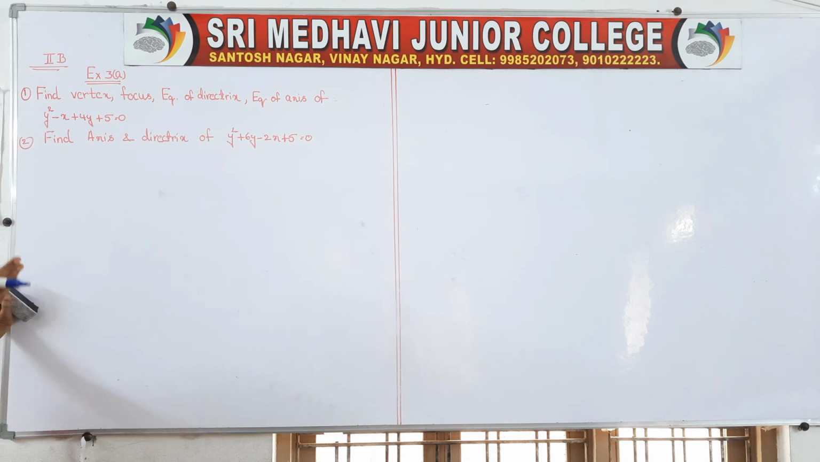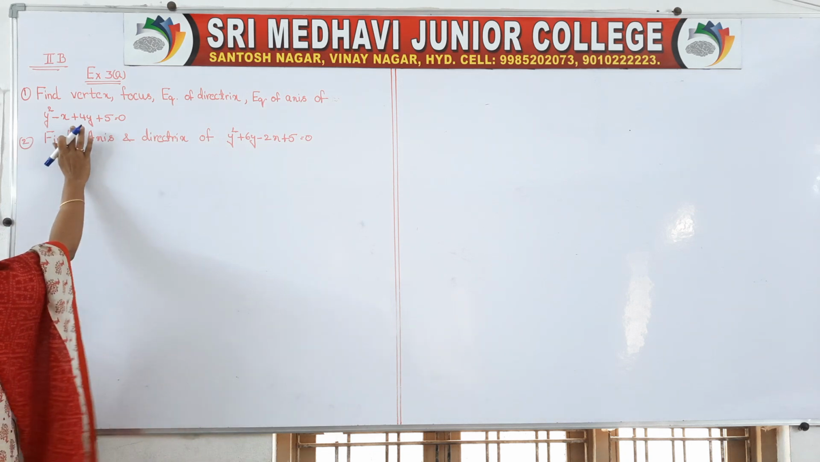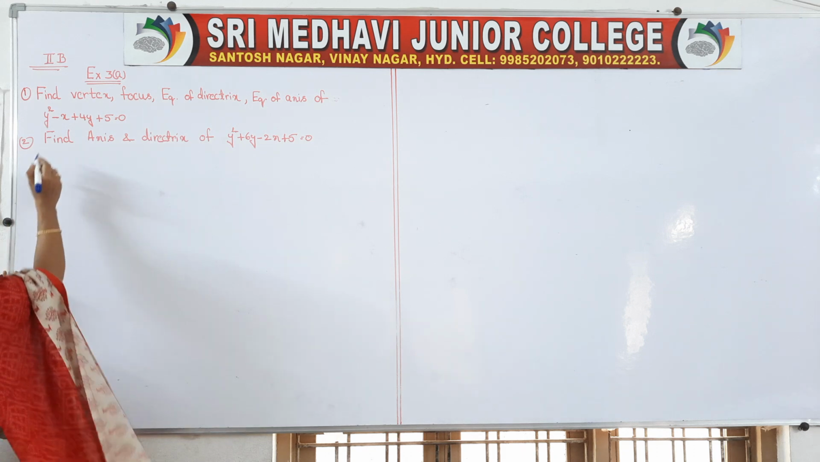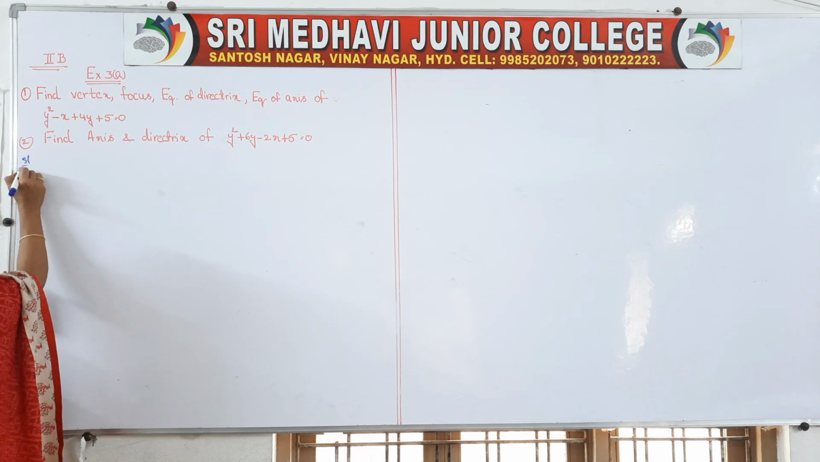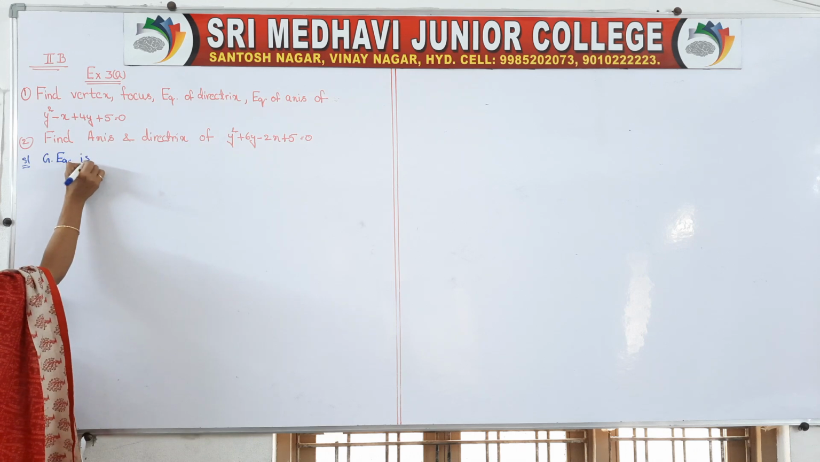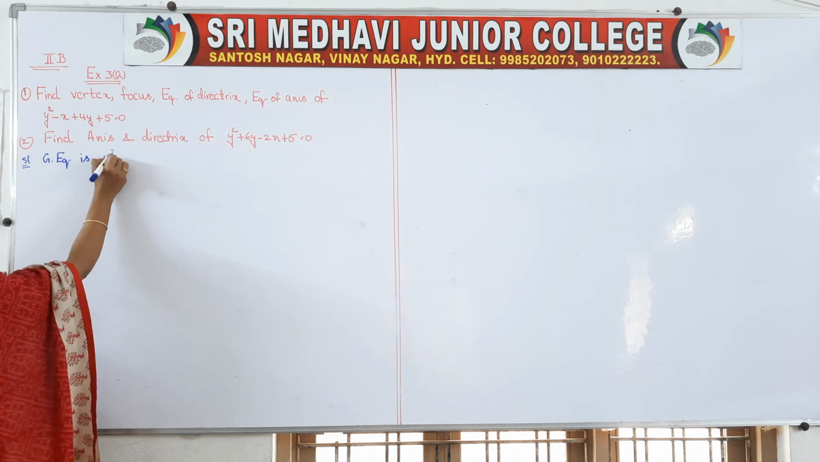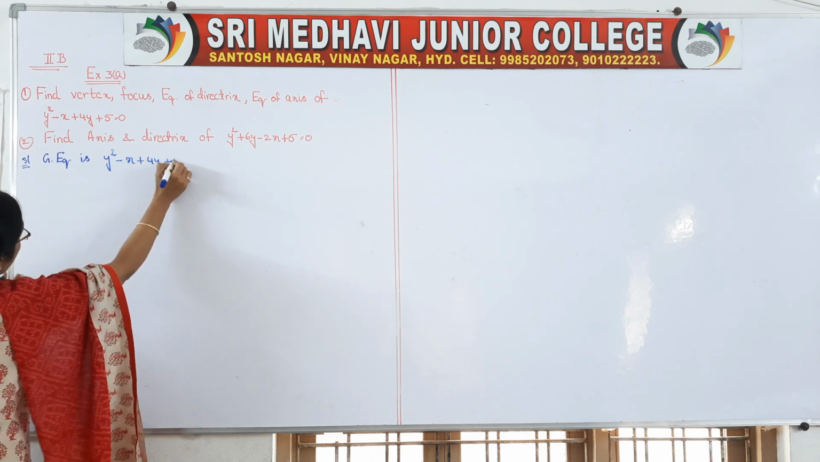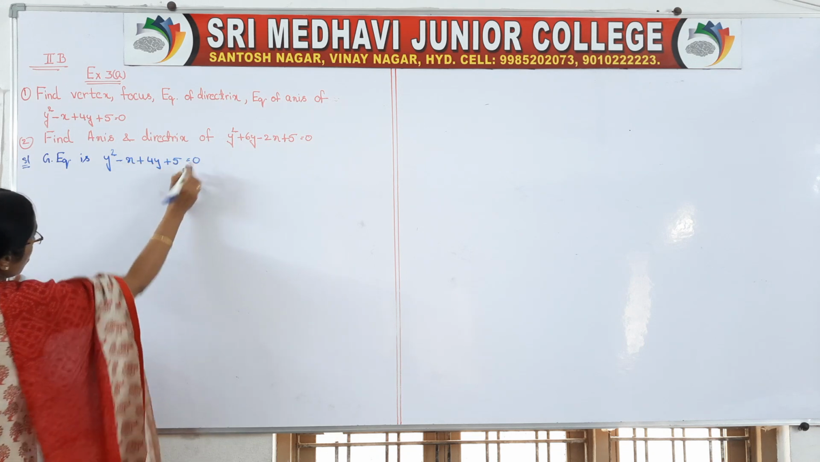Now if you observe the equation, first question: find the vertex, focus, equation of directrix, and equation of axis of this parabola equation. So first write down what is the given equation to you. Generally we will write first what information is given to us, isn't it? Plus 4y plus 5 is equal to 0.